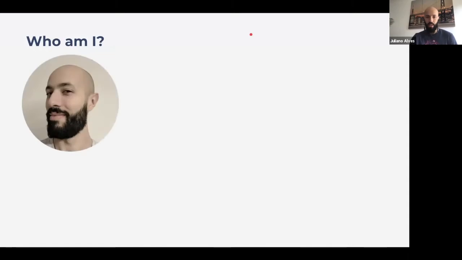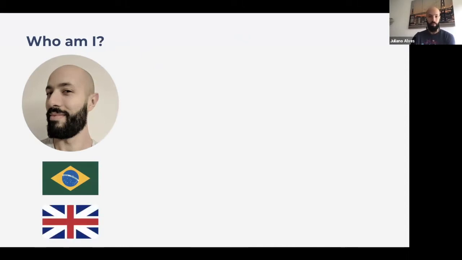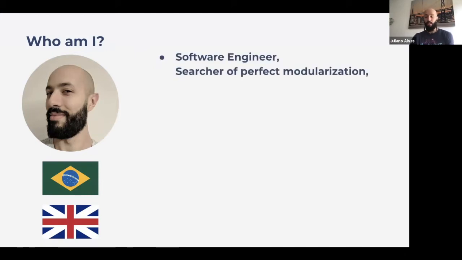Who am I? I am Juliano. Hi. I am a Brazilian from São Paulo, and I'm actually living in London, UK. It's been about 4 years. I am a software engineer. I am a searcher of perfect modularization, and I am a lover of functional languages. I decided to put these titles in order more or less like Game of Thrones style. I'm a big fan of Game of Thrones, but that's not the next line.